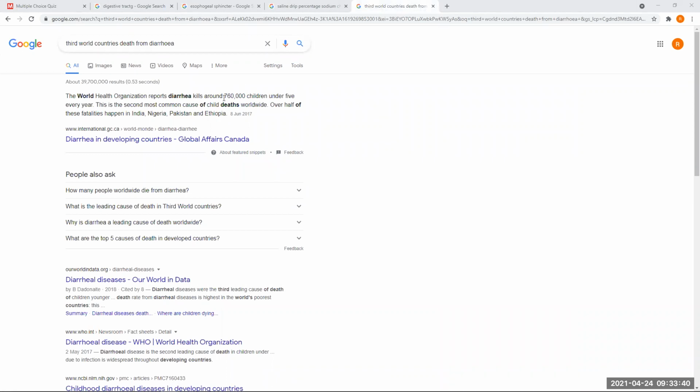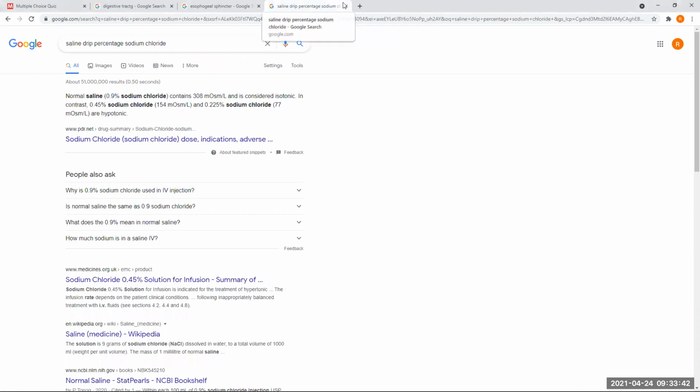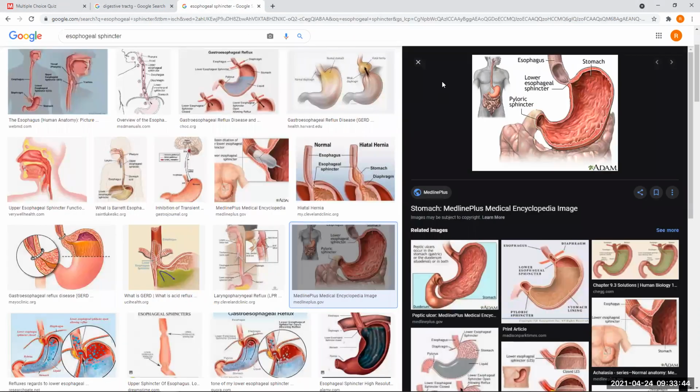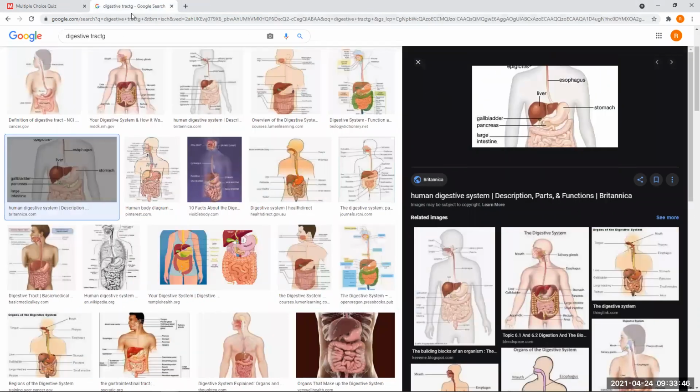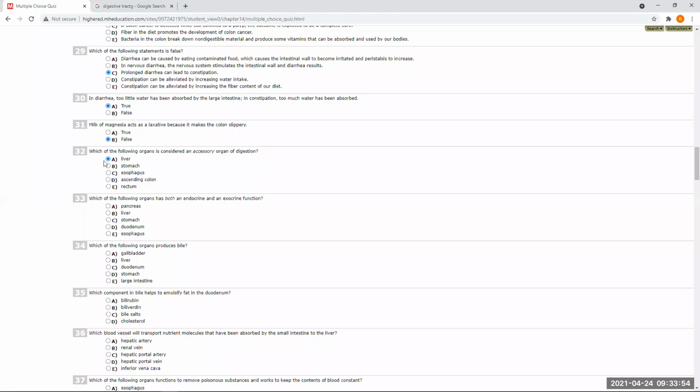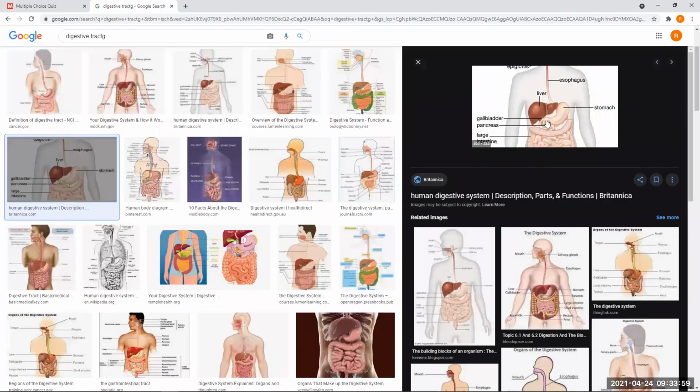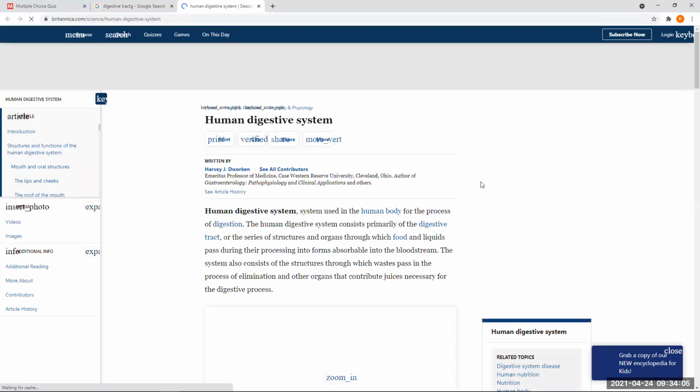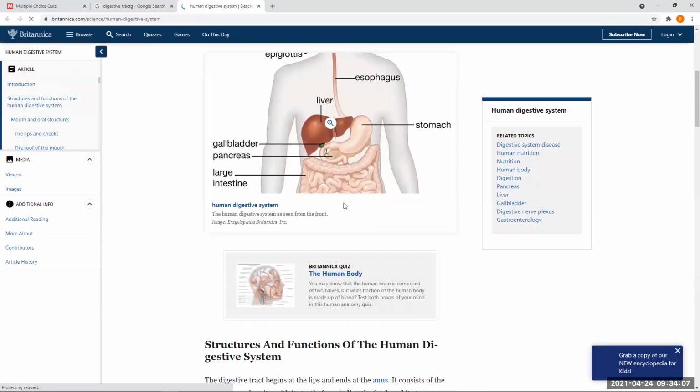Okay, so we mentioned diarrhea, saline drip. We mentioned this one already. Right, so the digestive tract. The esophagus is, as I say, part of it. It goes to the stomach. And then this one was the ascending colon, right? The colon and the rectum. So then it goes down, of course, to the small intestine, large intestine. So in other words, these are directly connected. These are parts.